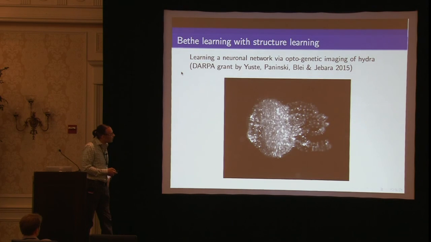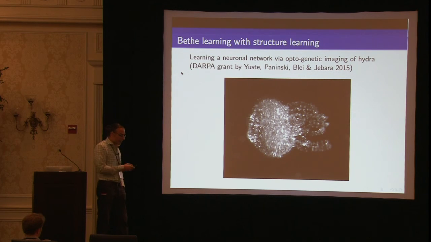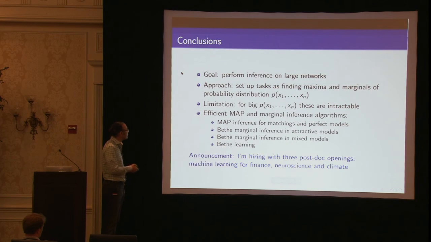And we're also learning this now from neuroscience imaging data sets, where we're getting firing patterns from this hydra. It's a see-through kind of organism. We can see the neurons firing. We get neuron firing chains, and we learn graphical models of these things as well with structure estimation and parameter estimation, and then inference using the Bethe techniques I just described.